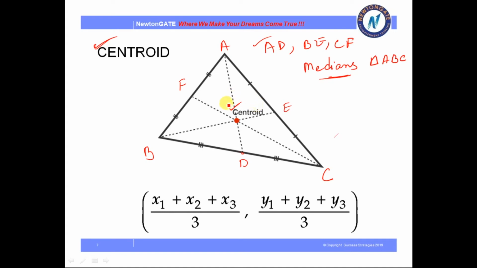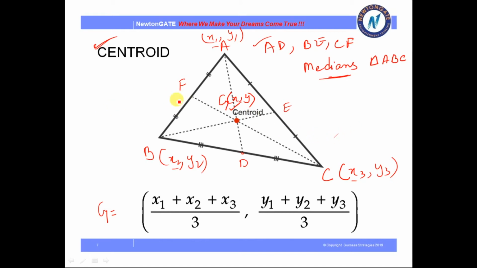Okay, so to find the centroid of a triangle whose vertices' coordinates are given, let's say A is x1, y1, B is equal to x2, y2 and C is equal to x3, y3. So let's say the centroid is represented by G. G is given by (x, y), where x is (x1 plus x2 plus x3) by 3, and y is given by (y1 plus y2 plus y3) by 3.